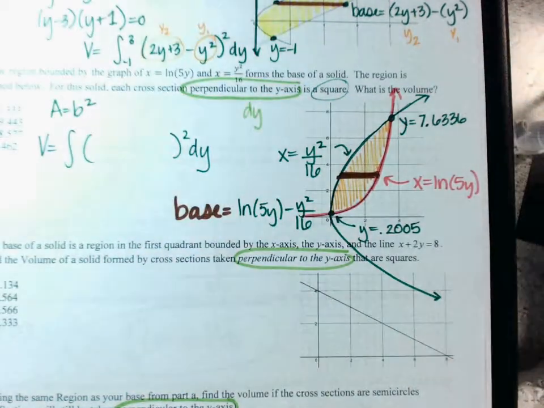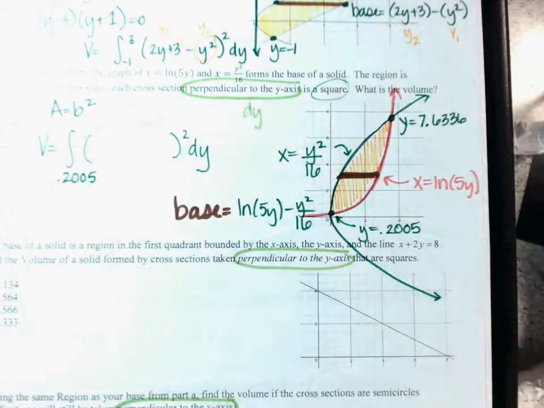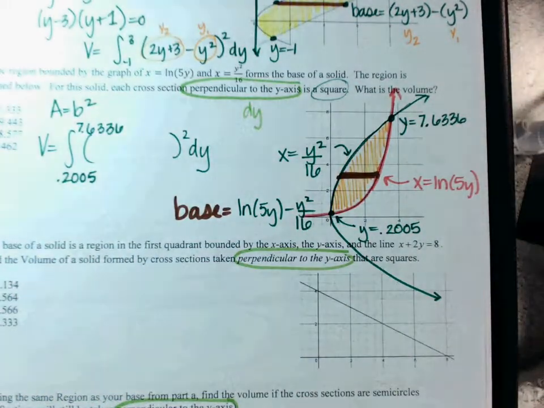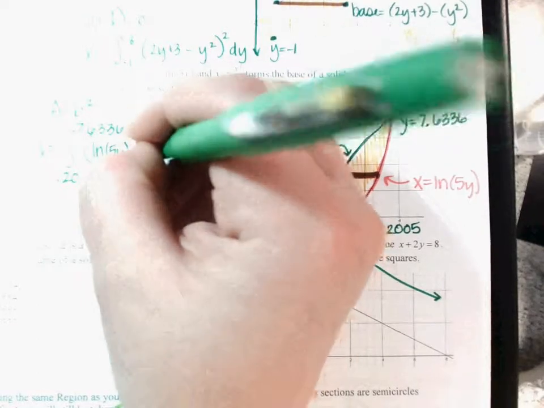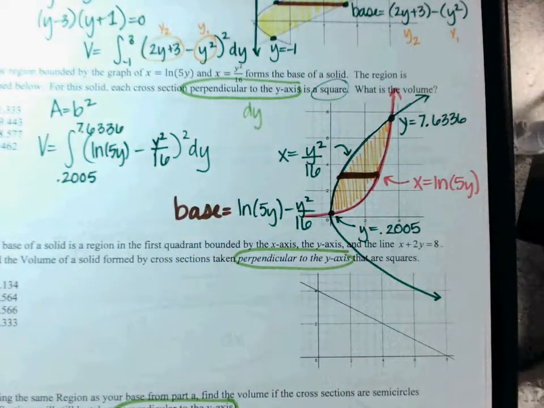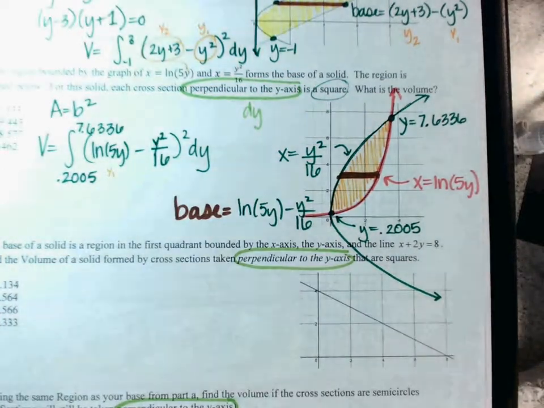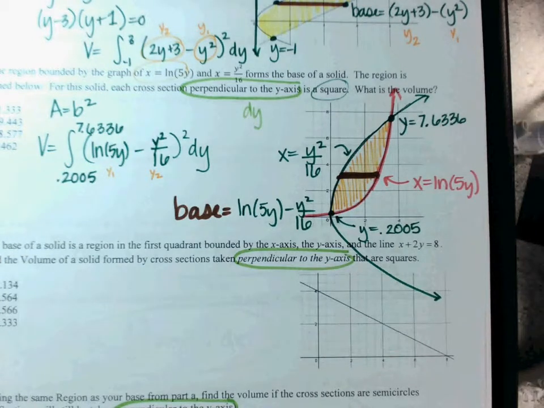What are my y values we said? We found them in the calculator. 0.2005 on bottom, 7.6336 on top. And remember we said ln 5y has to come first, and y squared over 16 has to come second. Before you type it in, look at the order and make sure you have your y1 and y2 labeled. ln 5y was my first equation, that's my y1, this one's my y2. Then type it in real quick, bell's about to ring.